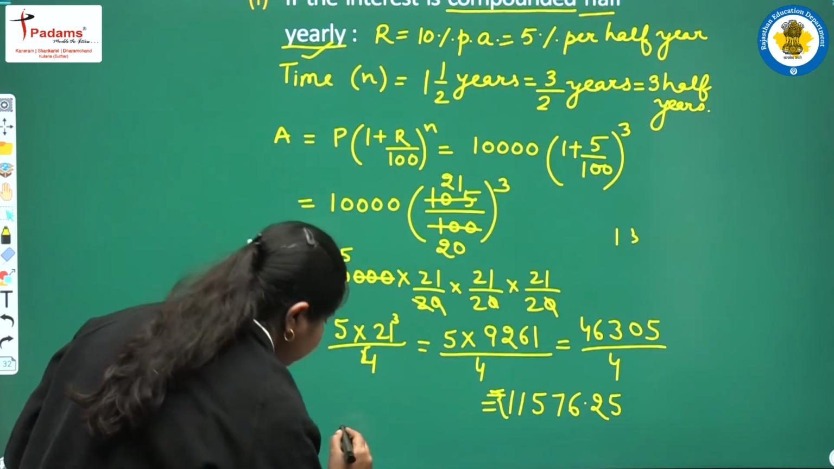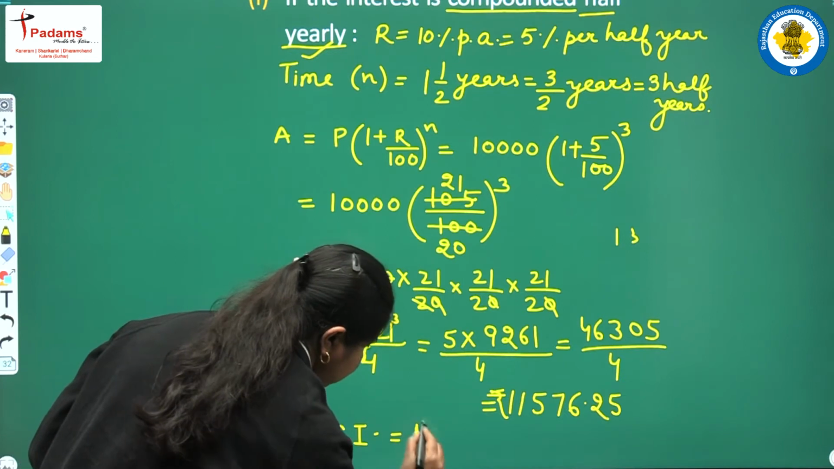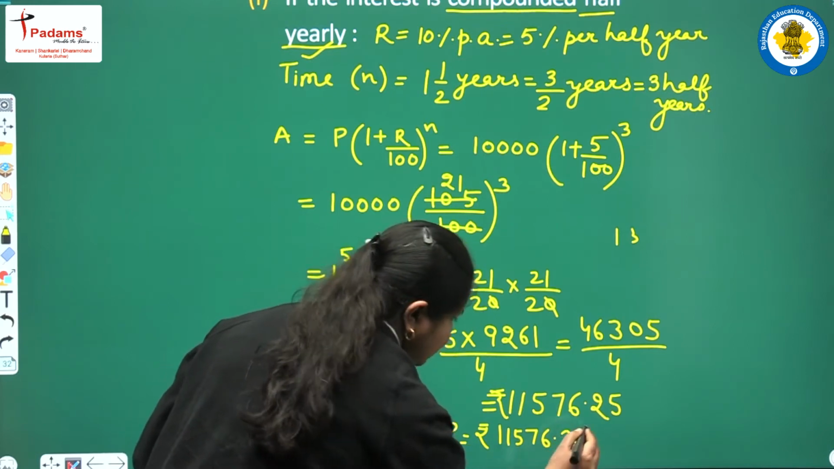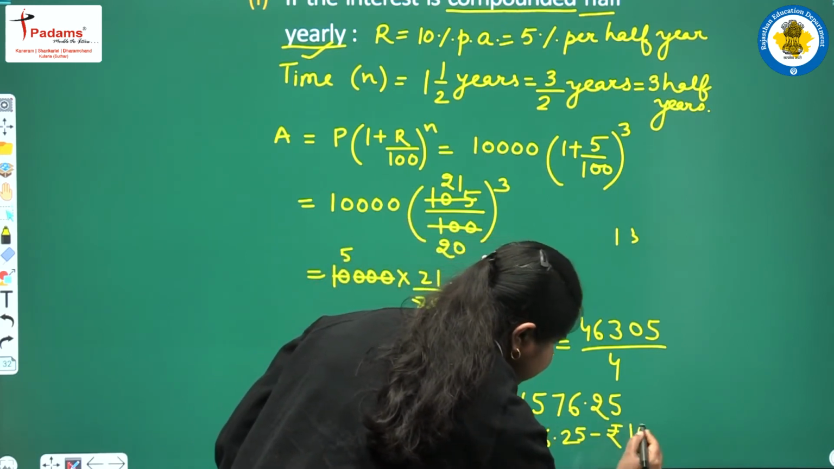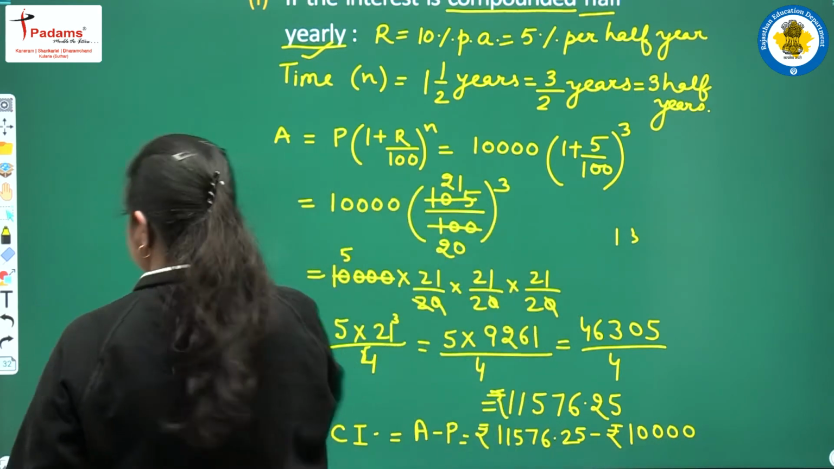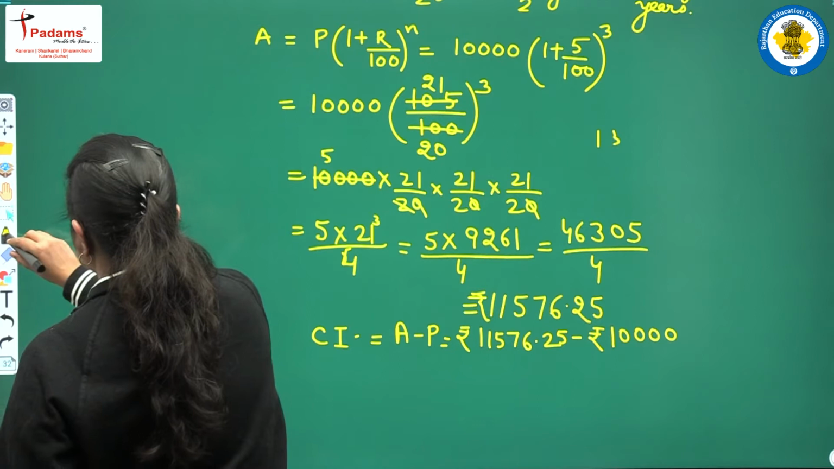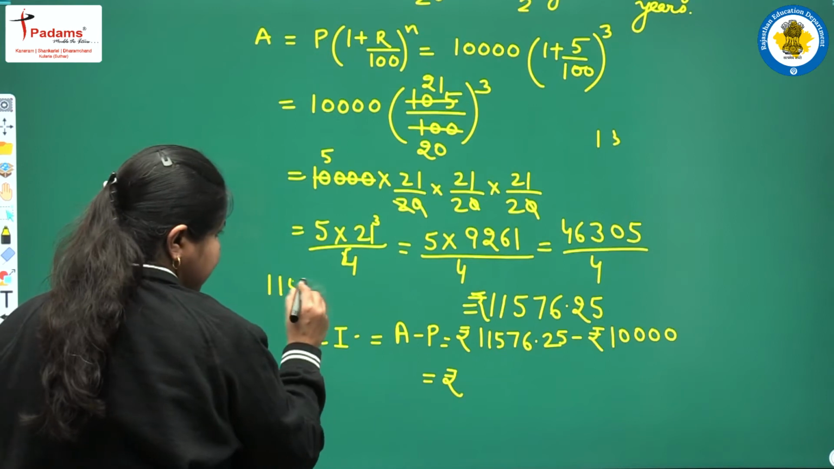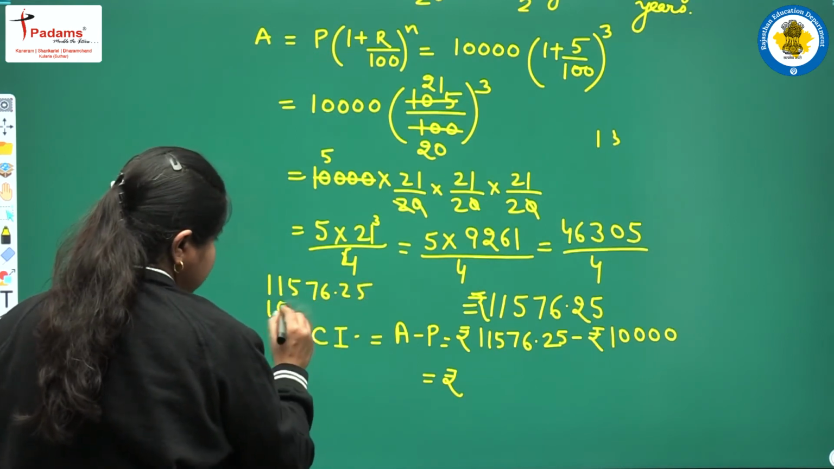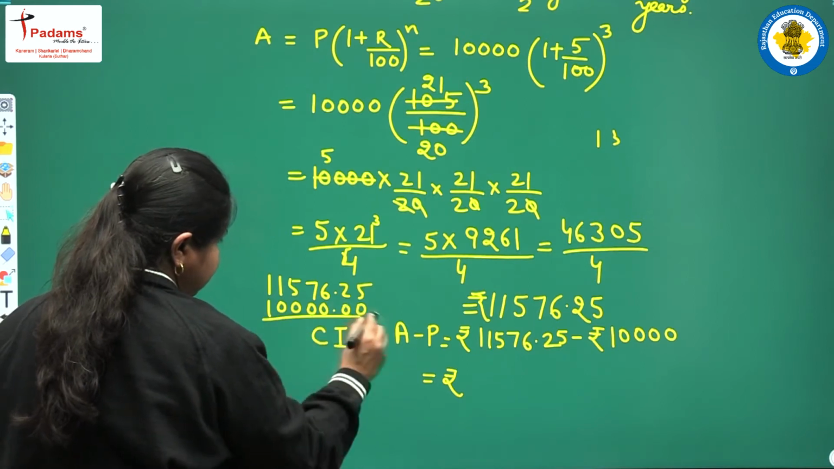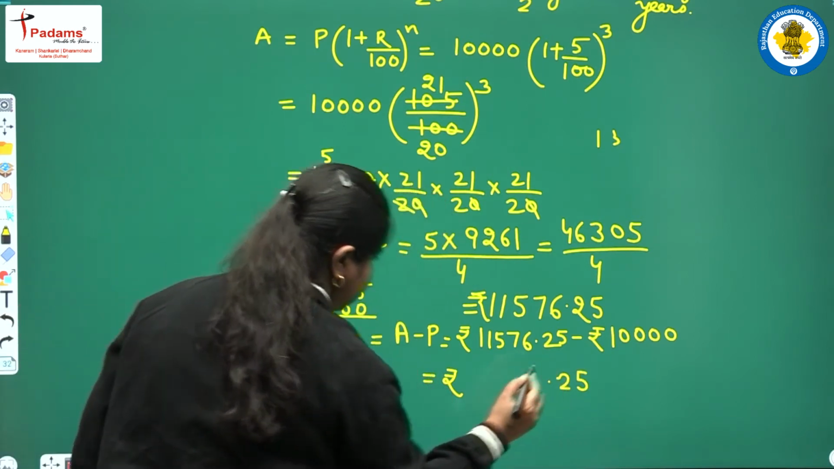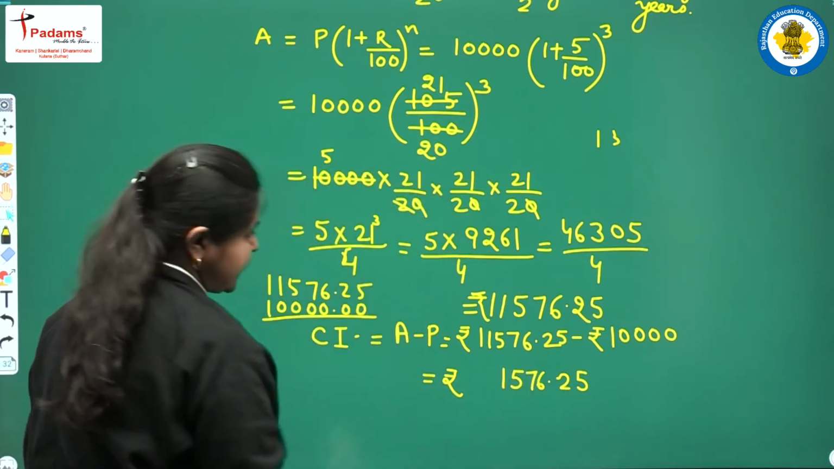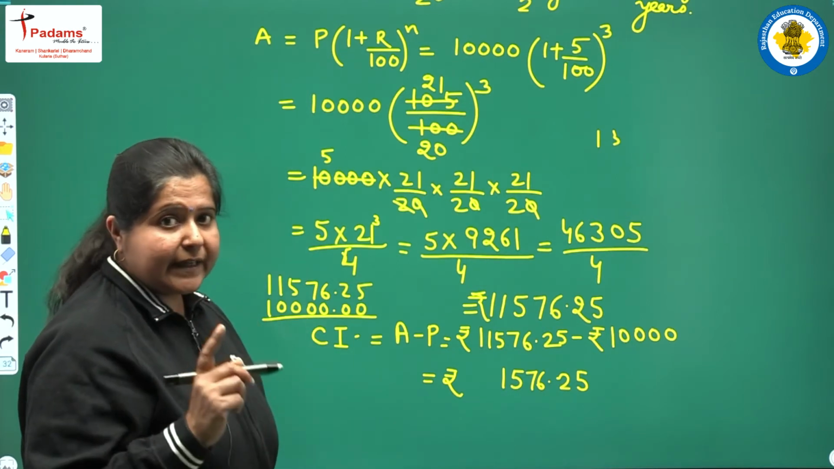ठीक है? Now we find the compound interest also. This will be amount minus the principal, rupees 11576.25 minus rupees 10,000. और आप माइनस करेंगे तो आपको easily आंसर मिल जाएगा. This will be equal to rupees, just subtract 11576.25 और 10,000 को हम यहाँ लिखेंगे 0.00 करके. ठीक है, we will get 1576. This is the compound interest in case of half yearly calculation.